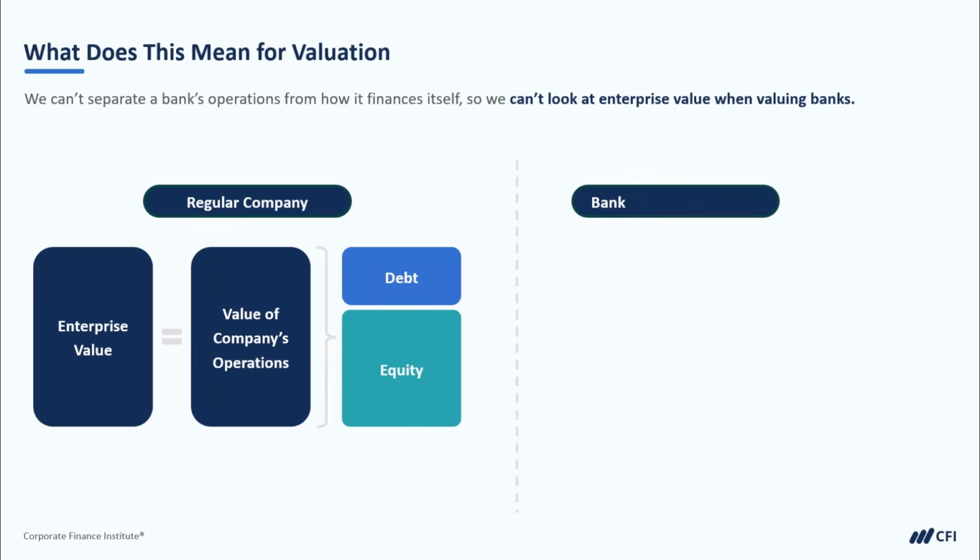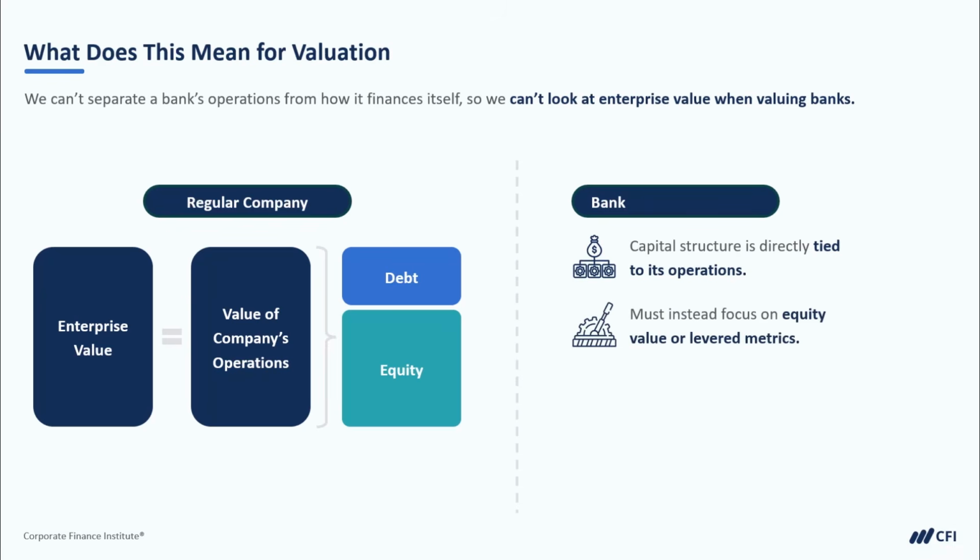A bank's capital structure is directly tied to its operation, so calculating enterprise value for a bank really doesn't make any sense. Therefore, we never calculate a bank's enterprise value or use unlevered metrics. So instead, we have to focus on equity value or levered metrics. Recall that levered metrics are things like net income and book value of equity. Both of these metrics are after interest expense has been deducted, so we say they are levered. Unlevered metrics like EBITDA are before interest expense has been deducted.